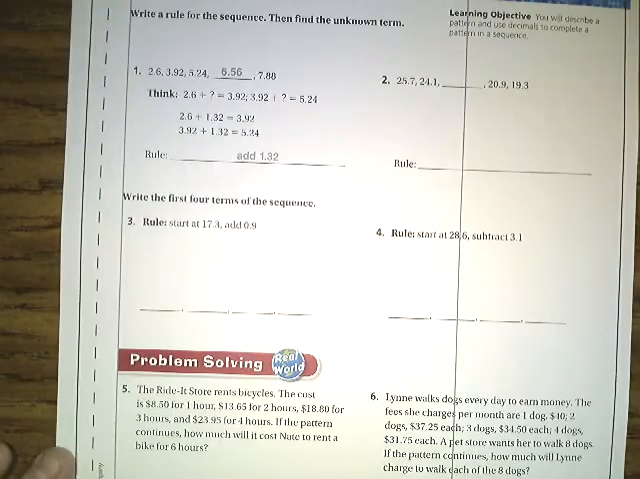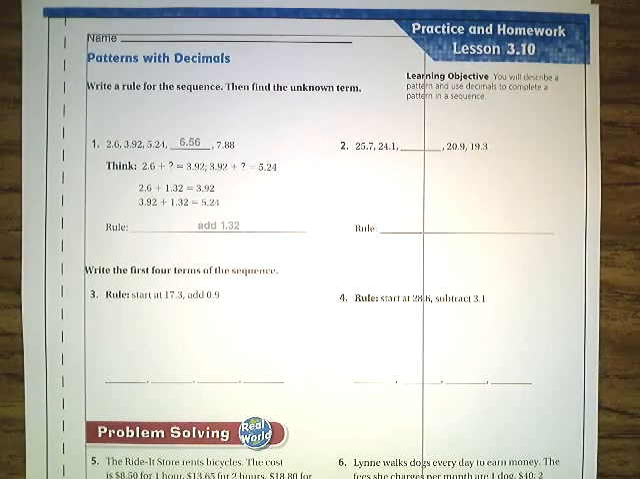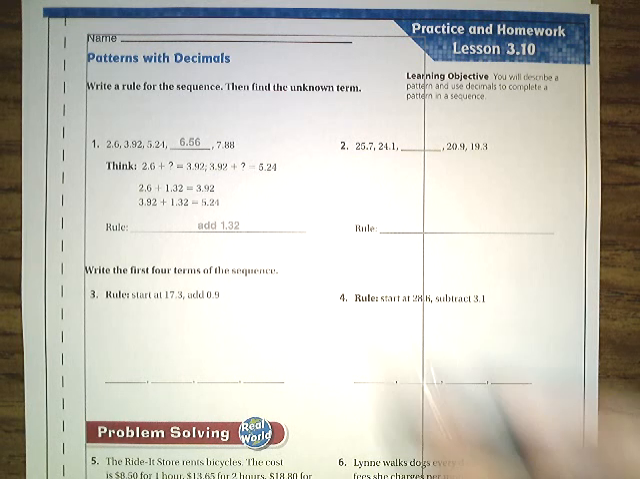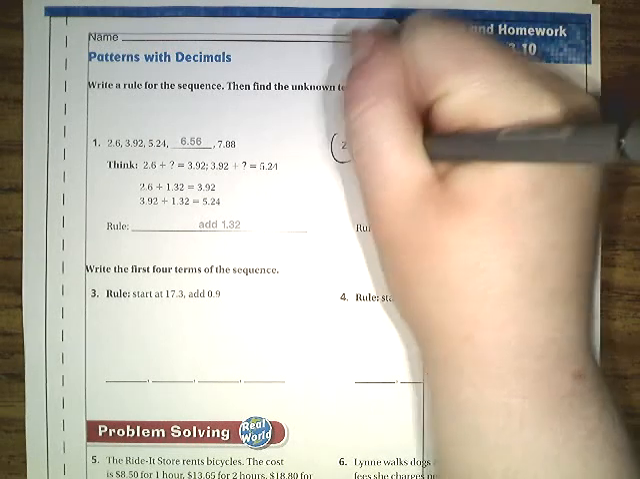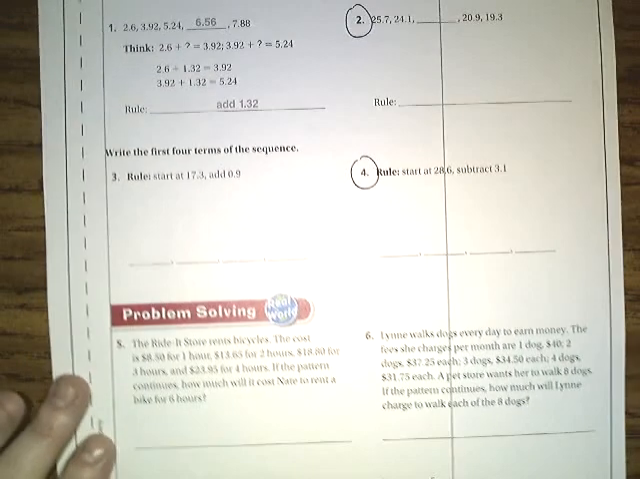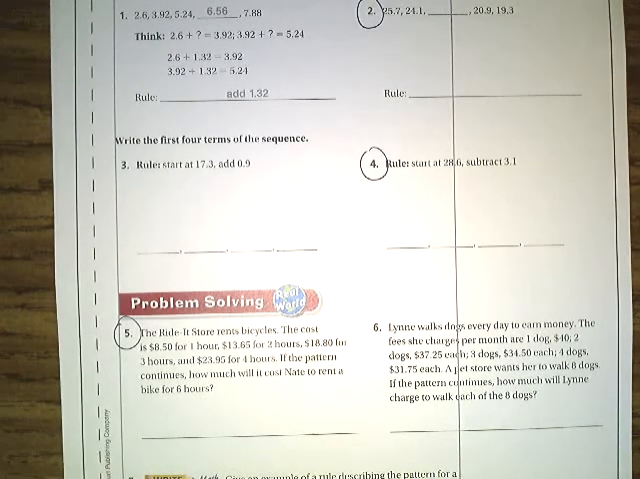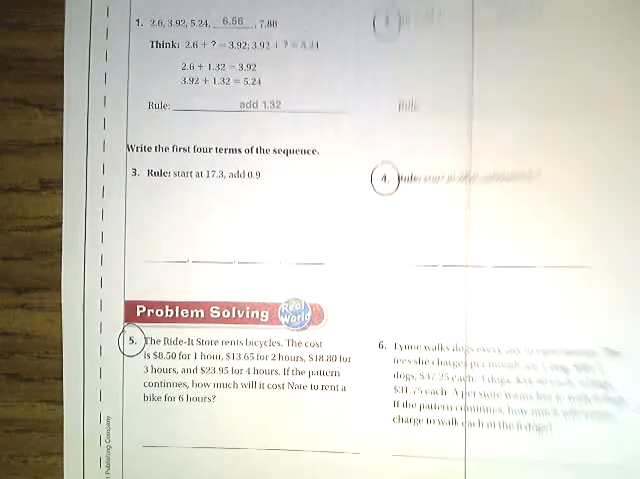All right, we're going to go ahead and look at practice and homework, which is on page number 211. Okay, page 211. So on problems 1 through 2, it says to write the rule, then find the unknown term. And then for 3 and 4, it says to write the first 4 terms of the sequence. So you are going to do on page 211, number 2, 4, 5.